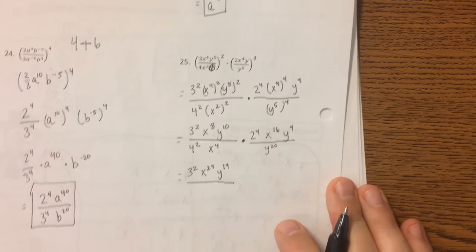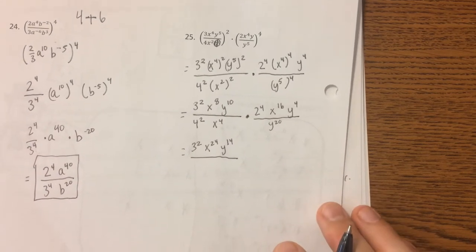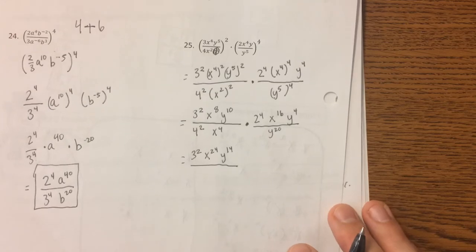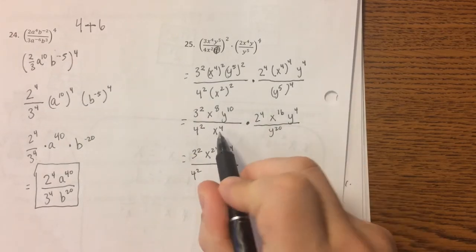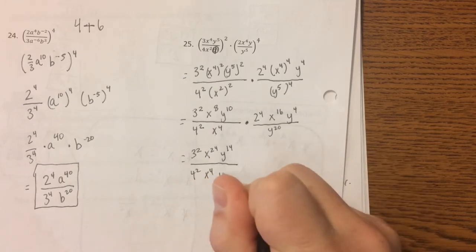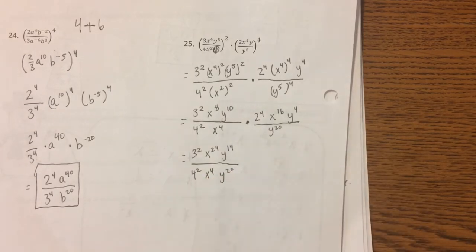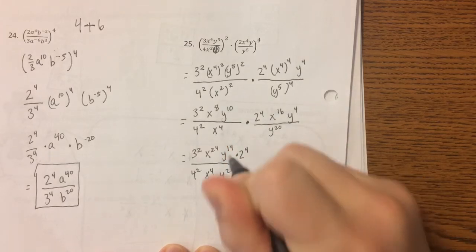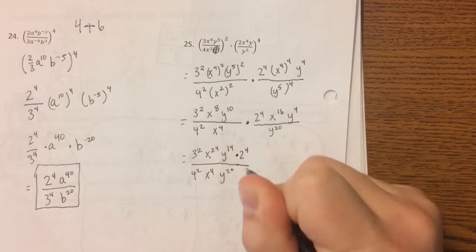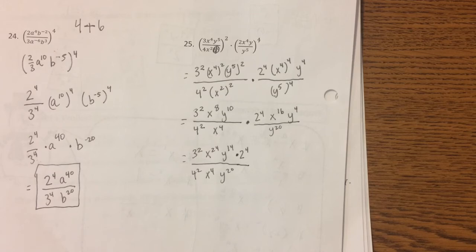Over 4 squared, x to the 4th, y to the 20th. Whew. Oh, wait, we missed one. Oh, what about the 2? Times 2 to the 4th. Okay, on these really big, long ones, it's easy to lose track of stuff, for sure.